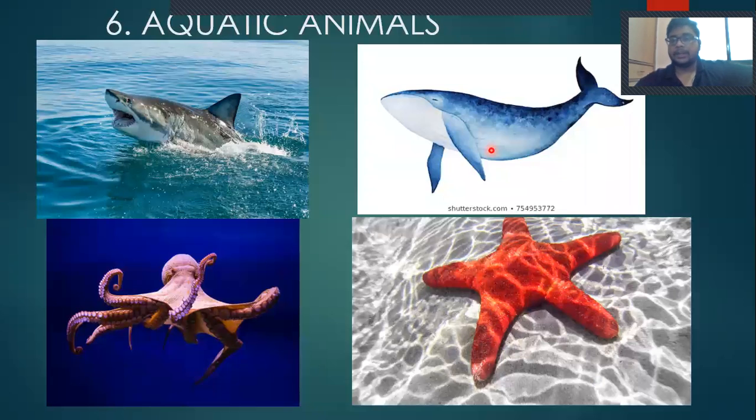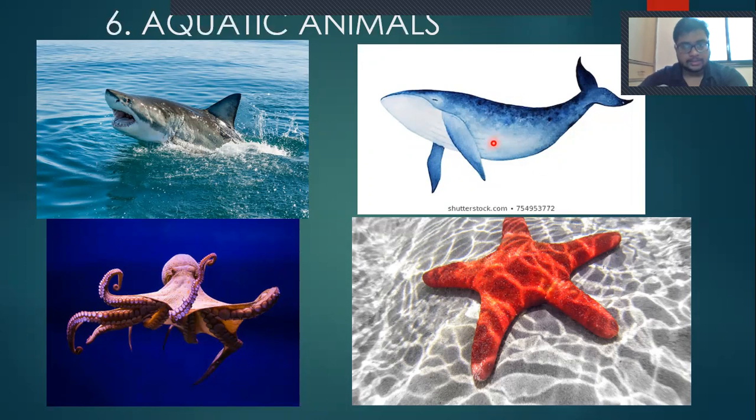Now, six is the aquatic animals. So aquatic animals are like fishes, small fishes, big fishes alike. This is a shark. Okay, shark, a very deadly animal. This is a whale. Okay, this is a blue whale, and its length is like three buses.